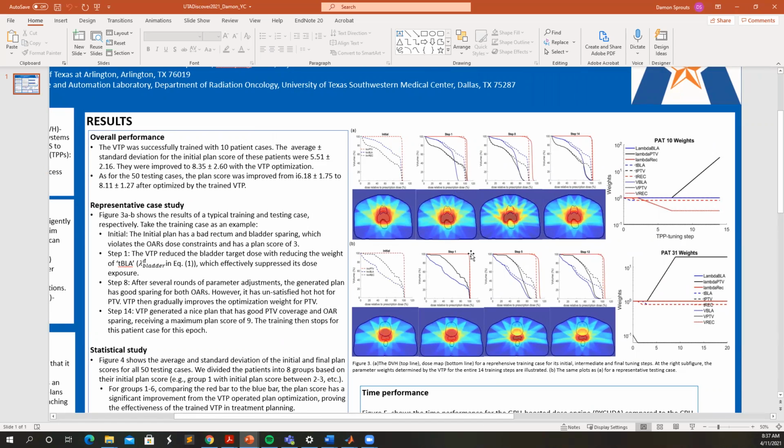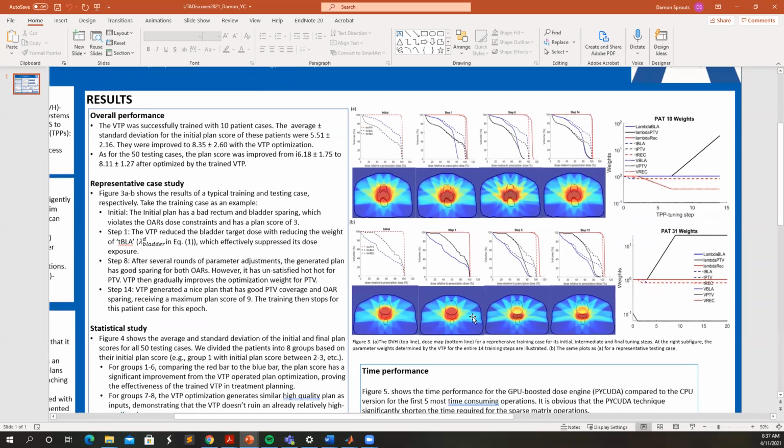Here, it just tightened up the drop a little bit of the shoulder. In step 8, both of them made the same error where they valued the OARs too much and put too much high dose. That's where you see this bright red. But then in step 14 here and step 12 here, they both reached an optimal perfect score of 9, where you can see there's good sparing to the OARs and good dose coverage of the PTV. These graphs right here show how each weight is tuned as it goes through.